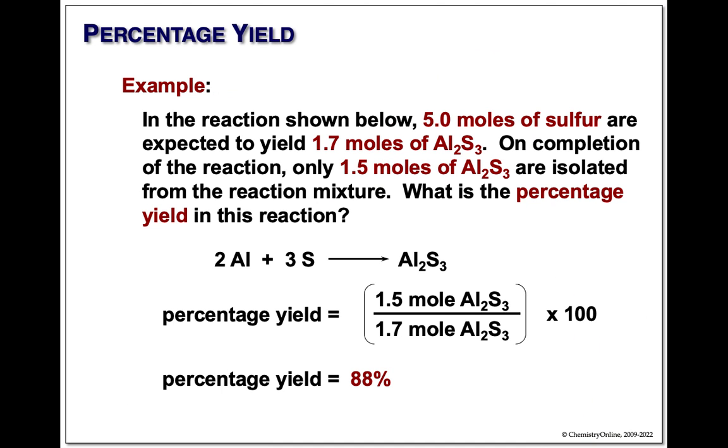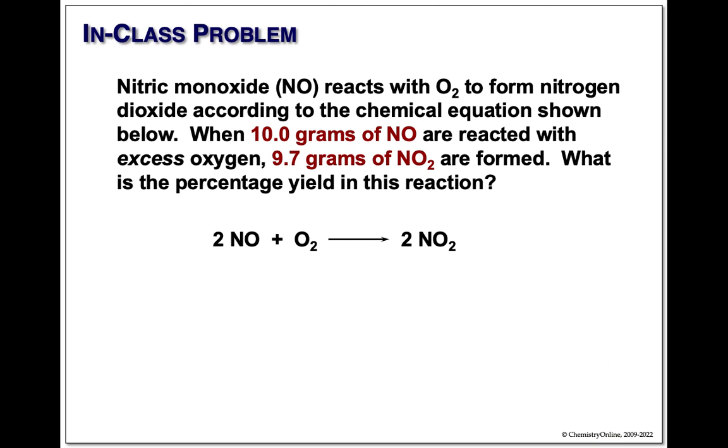Now, just like we can do this stoichiometry exercise in terms of moles, we can also do it in terms of mass. Let's look at an example. Nitrogen monoxide reacting with oxygen gives nitrogen dioxide. Okay? We take 10 grams of NO, react it with excess oxygen, so that's in excess. We get 9.7 grams of NO2. What's the percent yield?